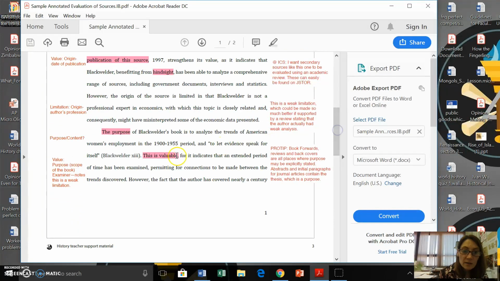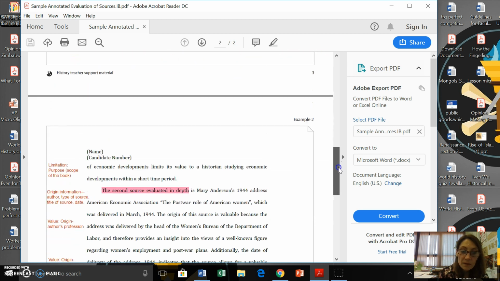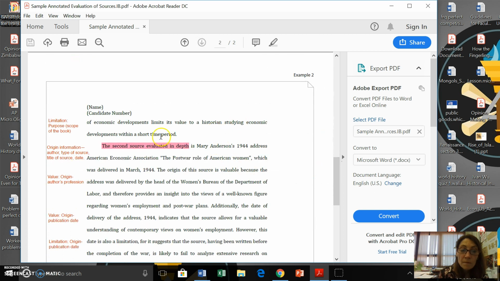So here in this next one, the purpose of the book is to analyze the trends of American women's employment in 1900 to 1955 to let evidence speak for itself. This is valuable, and there's a couple of reasons. The fact that the author has covered nearly a century of economic developments limits his value, because we're only looking at this 10-year time period, and so this book is covering nearly 100 years of the time period. This student is having a conversation about the pros and cons of using this source, okay?